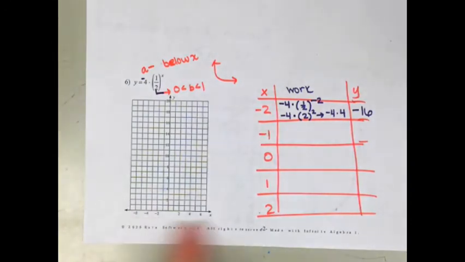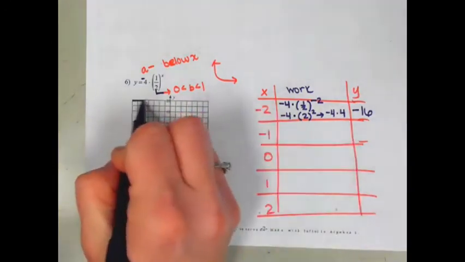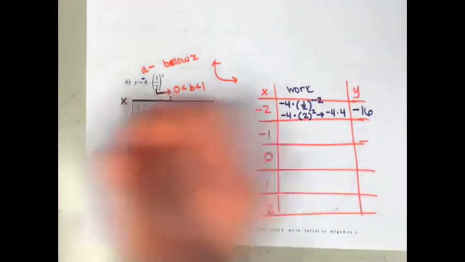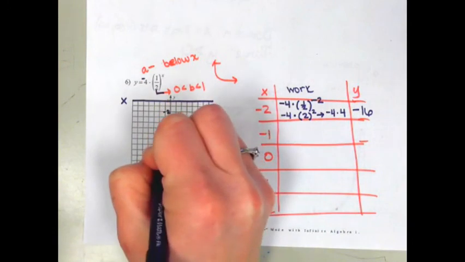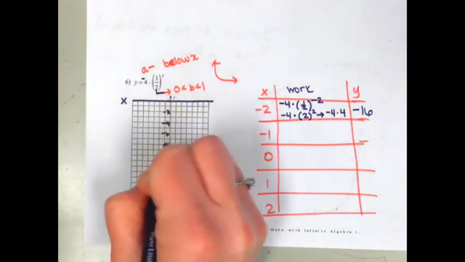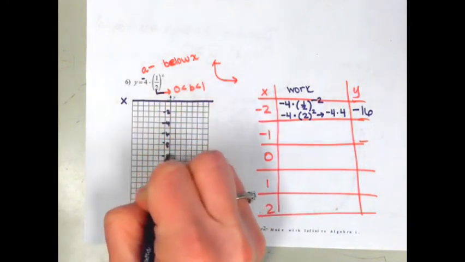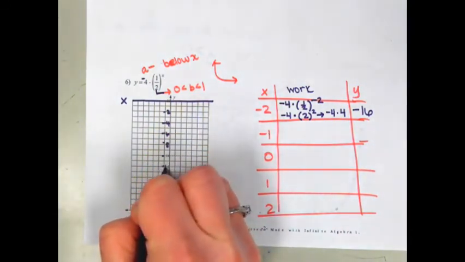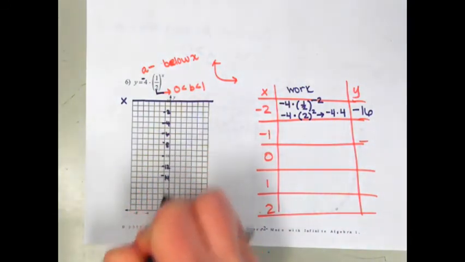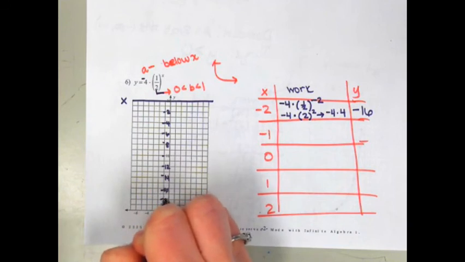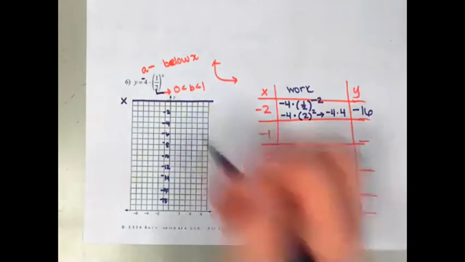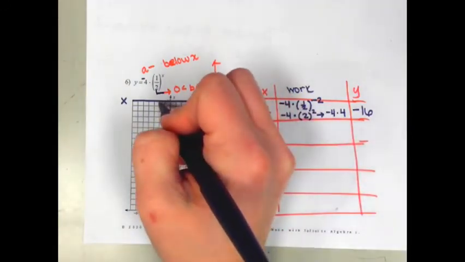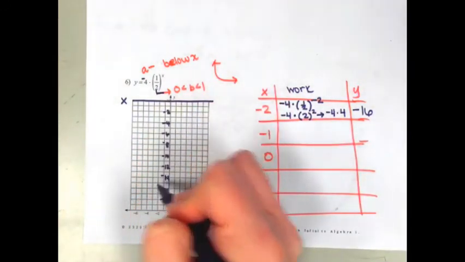So now, obviously, I would have to change this, right? So let's make my x-axis up here. And then this will be -2, -4, -6, -8, -10, -12, -14, -16. You guys okay with that? All right. So now -2, -16.